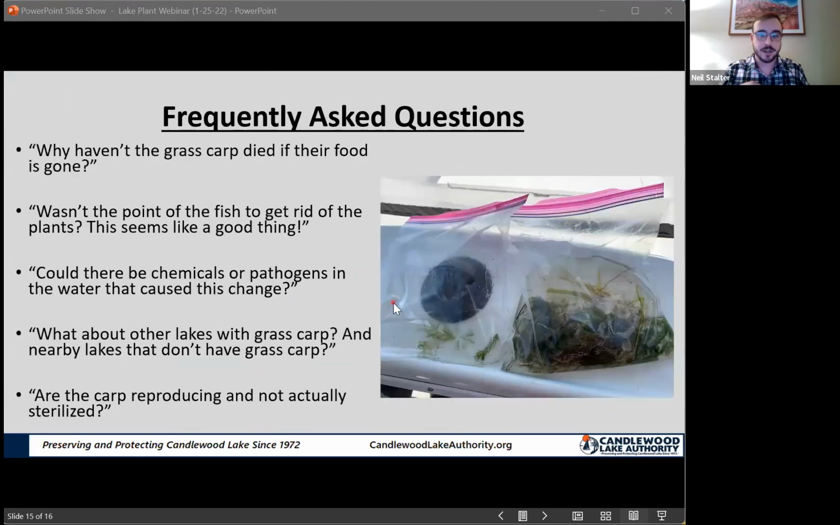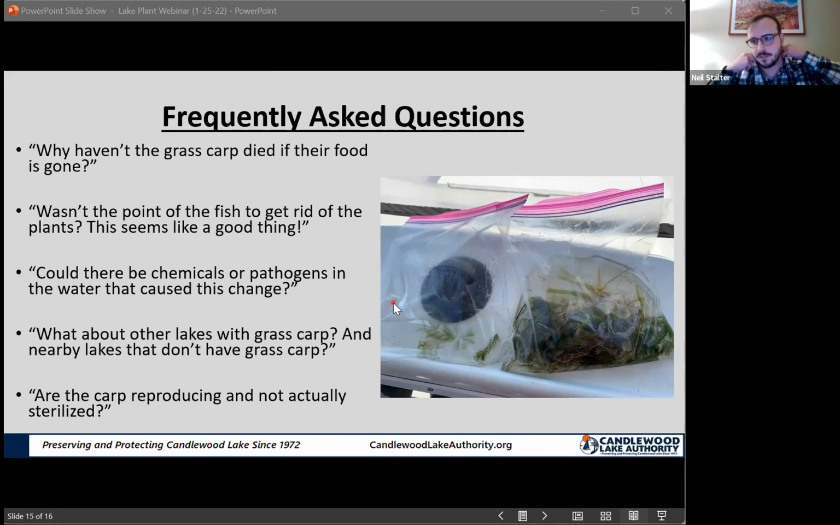Yep, no, that's a great question and not something that I mentioned. So the carp life expectancy is a little bit based on the climate, but when you're talking about northern climates like in Connecticut, they tend to live 10 to 15 years.